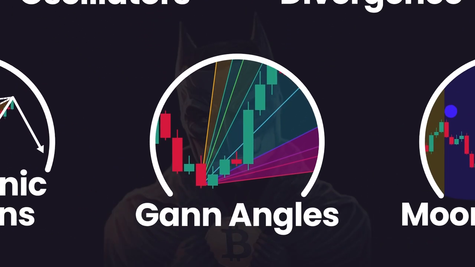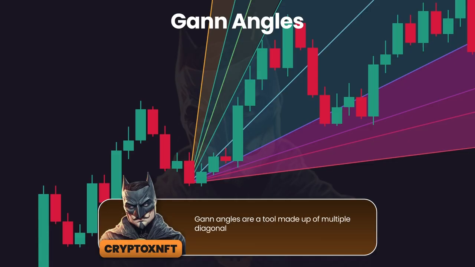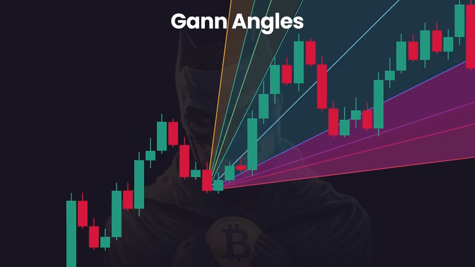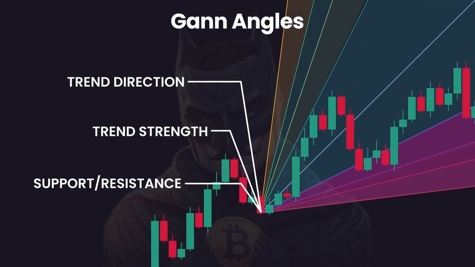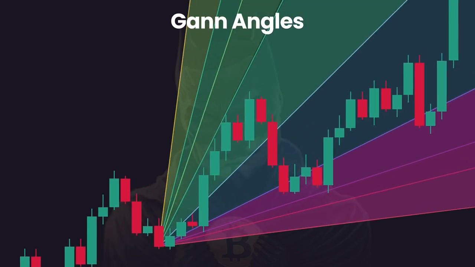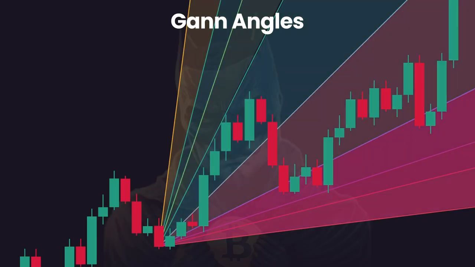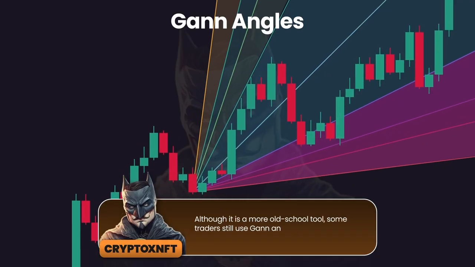Gann angles. Gann angles are a tool made up of multiple diagonal lines projected from a key point on the chart. These lines are used to measure trend direction, trend strength, and possible support or resistance zones. When price moves along steeper angles, that can suggest stronger momentum. When it moves along shallower angles, the trend may be weaker. Although it is a more old-school tool, some traders still use Gann angles to study how price behaves over time and angle.